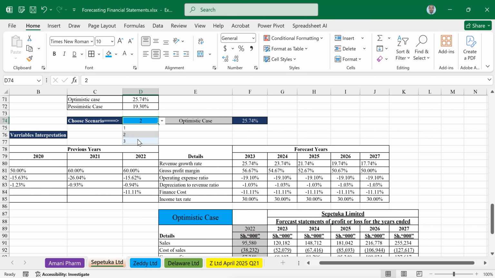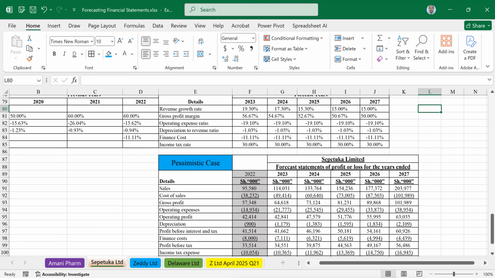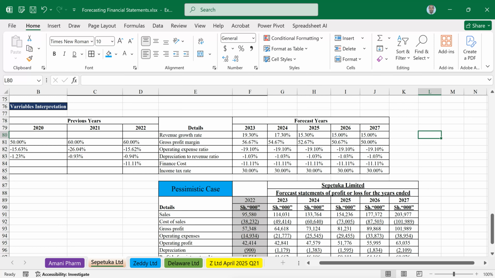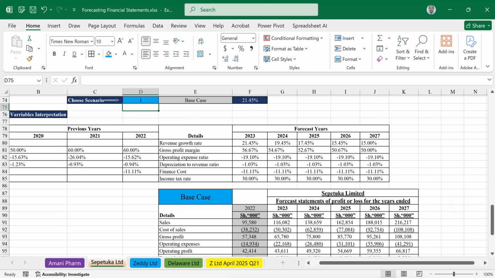Choose scenario. If you want, you can use even different colors here. If this is pessimistic, blue. If it is the other one, red, that way. But we don't want to go into those other things. You can even just type here 1, becomes base, and the answers are changing.